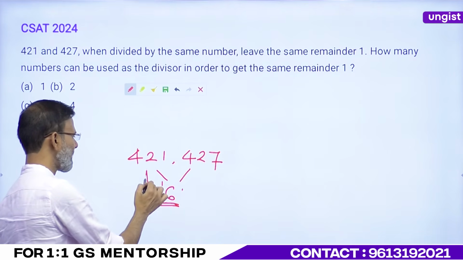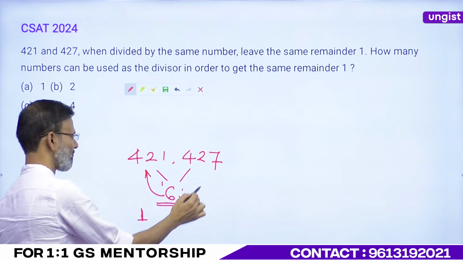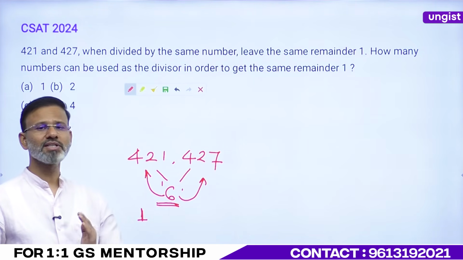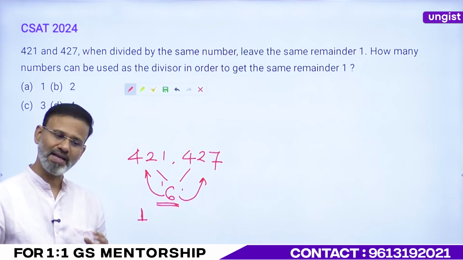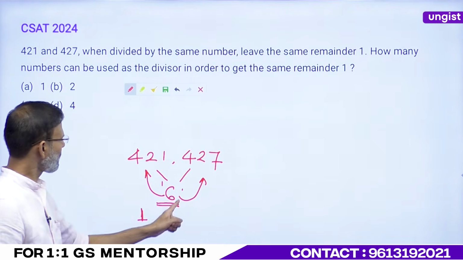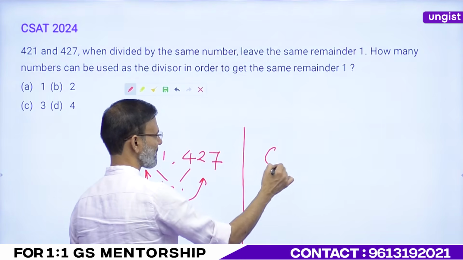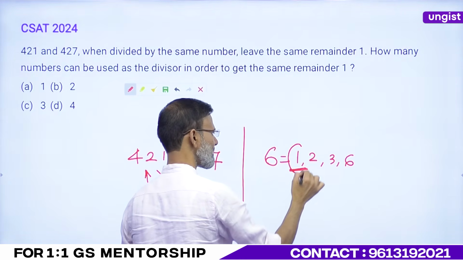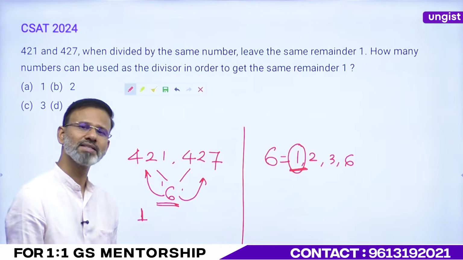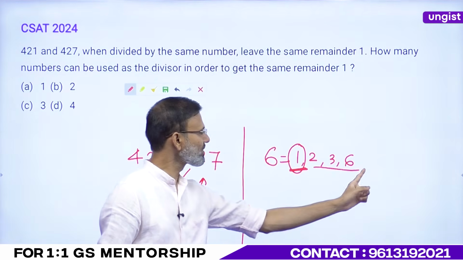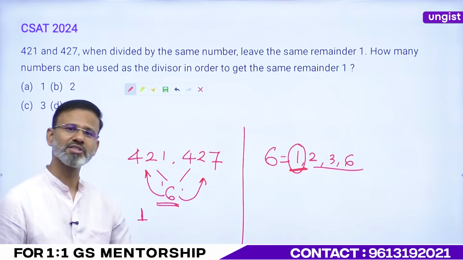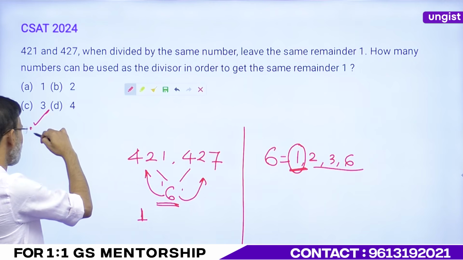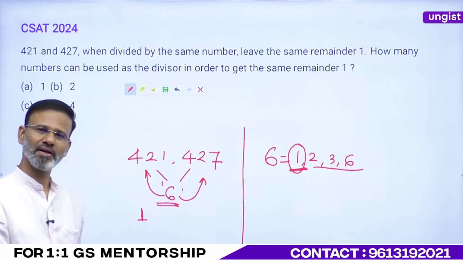When 421 is divided by 6, the remainder is 1. When 427 is divided by 6, the remainder is 1. It means 6 is such a number. Now question is saying how many other such numbers can be used as the divisor. So here all the factors of 6. So the factors of 6 are 1, 2, 3, 6. But if 1 is the remainder, so obviously 1 can't be used as a divisor. So the remaining numbers are 2, 3, 6. Okay, the numbers are 2, 3, 6. There are 3 such numbers. Okay, everyone. The answer is C option is the correct choice, right?